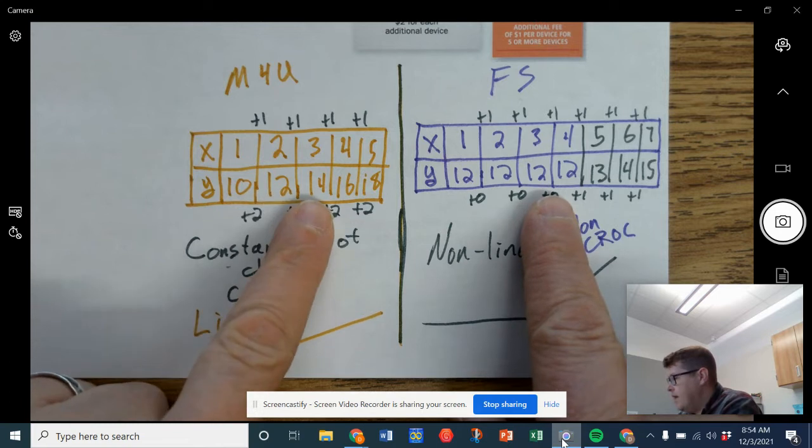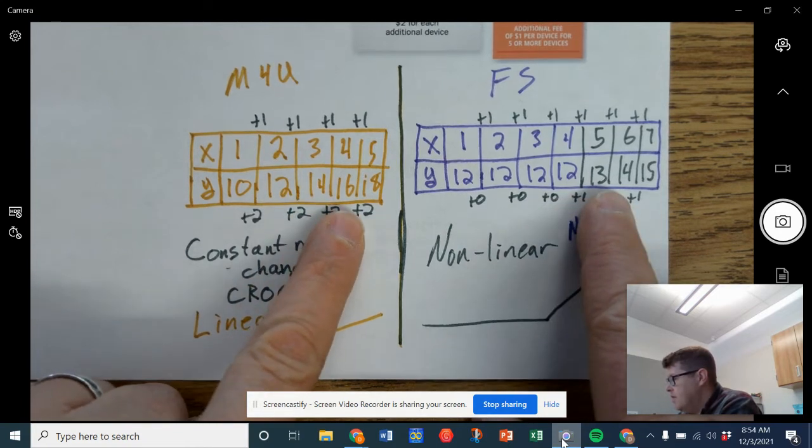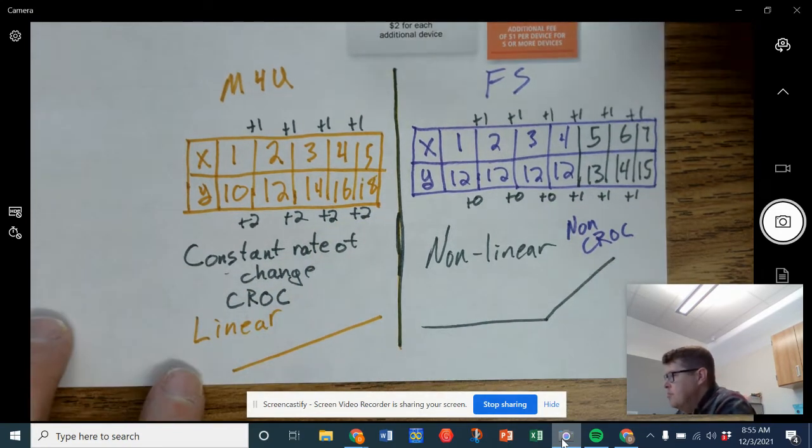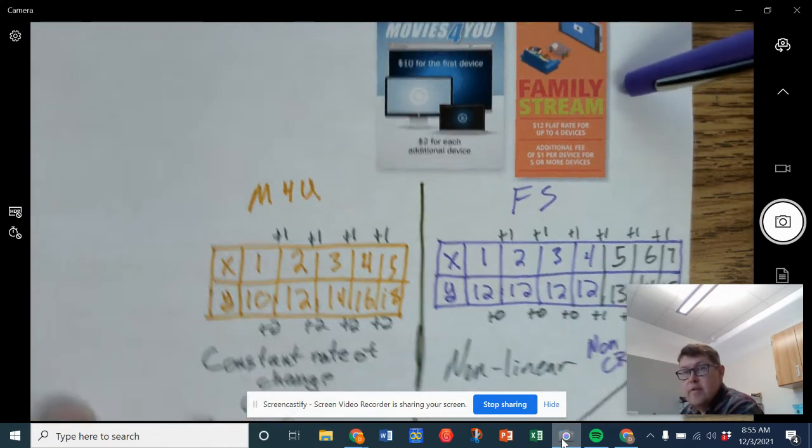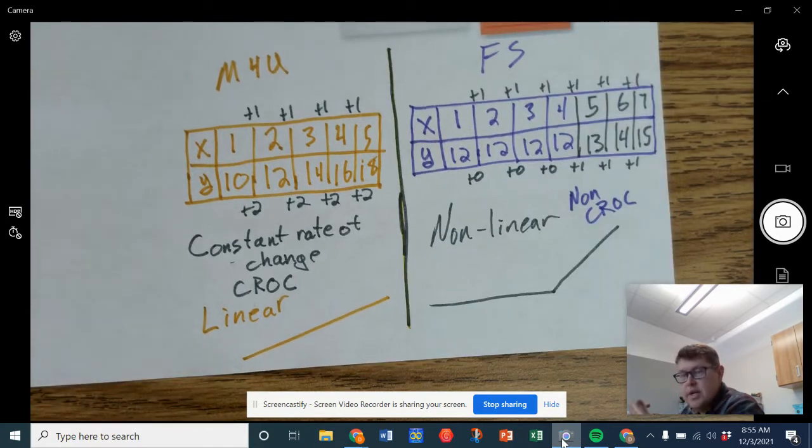After that, it actually starts to become a better deal for Family Stream, meaning like maybe Movies for You is a cheaper deal for one person, but Family Stream is a better deal for a family because you can all have your devices. You can have your phones, your laptops, your smart TVs, whatever. That's kind of the difference, right?